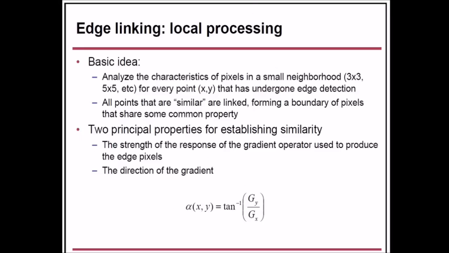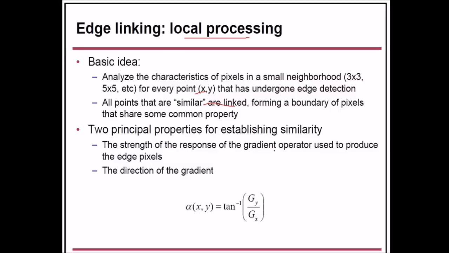If we go to local processing of edge linking, the basic idea is to analyze the characteristics of pixels in a small neighborhood, maybe 3 by 3 or 5 by 5, for every pixel x,y that has undergone edge detection. Then all points that are similar are linked. They form a boundary of pixels that share some common property. So there are two principal properties for establishing similarity.